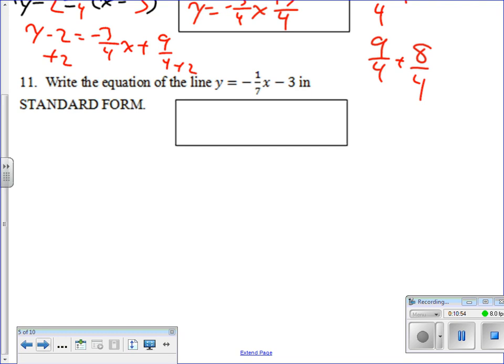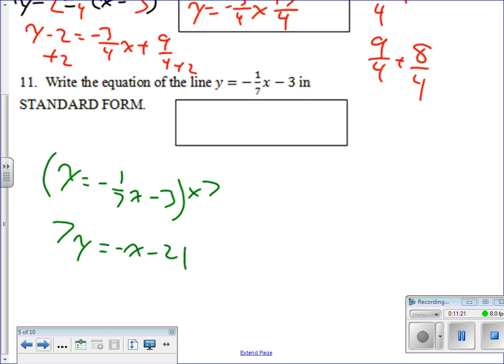Okay. Write the equation of the line y equals negative 1/7 x minus 3 in standard form. X's, y's equals numbers, no fractions, no decimals. First step, get rid of the fraction. Multiply everything times 7, the common denominator. So I get 7y equals negative x minus 21. Add x to both sides. I get x plus 7y equals negative 21.